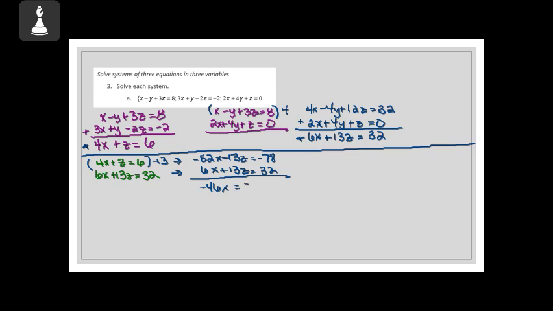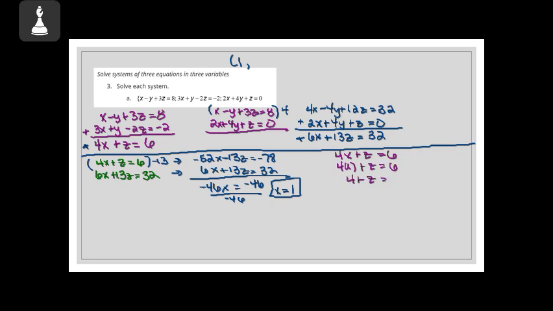Now I need to get y and z. It's easy to go back and get z by using this 4x plus z equals 6. So x is 1, so 4 times 1 plus z equals 6. Well, that's 4 plus z equals 6. And if I subtract 4, z equals 2. So now I need to get y. I've got z.